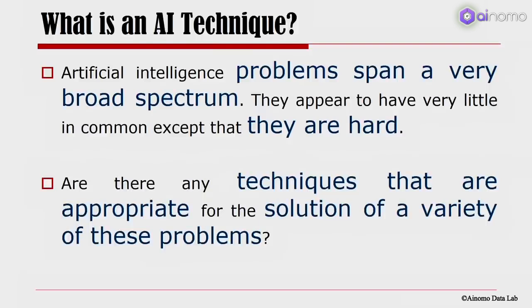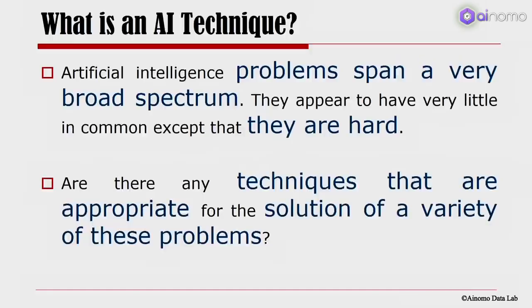Artificial intelligence, as you can remember from the first lecture of module 1, involves problems that span a very broad spectrum. They are problems like natural language processing, navigation for a robot in a cluttered environment. It could be autonomous driving or automated reasoning. They appear to have very little in common, except that they are very hard.